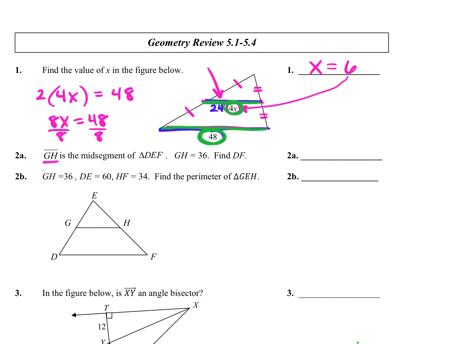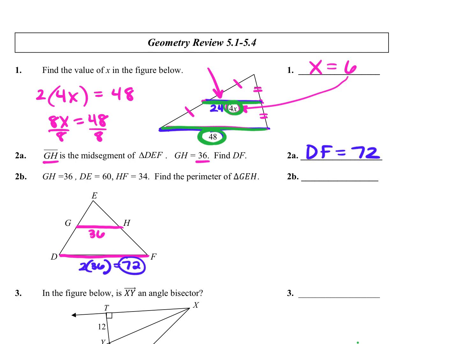2A says that GH is the mid-segment of triangle DEF. So that is a mid-segment, and it says GH is 36. Okay, so if that is 36, then what is DF? So again, ask yourself the question, is the 36 shorter or longer than DF? Well, it's shorter, right? So to find the length of DF, we would double it. So when you double 36, you get 72 for the length of DF. So DF is 72.